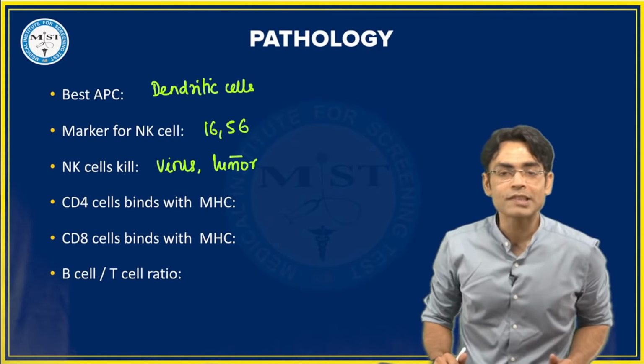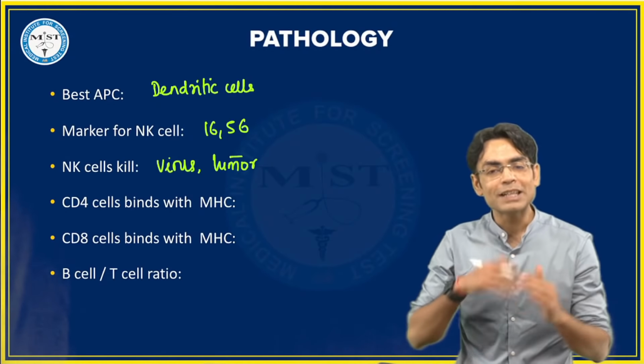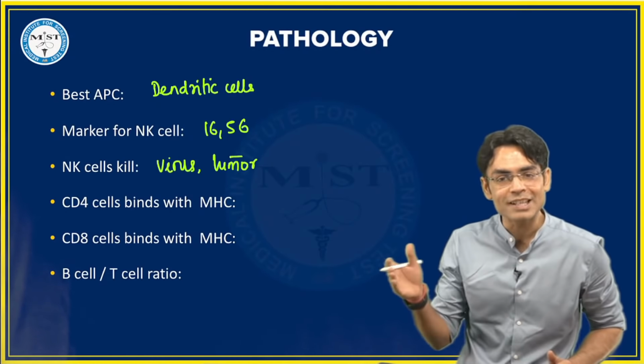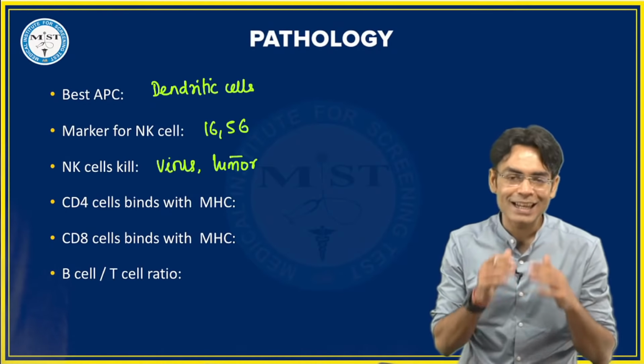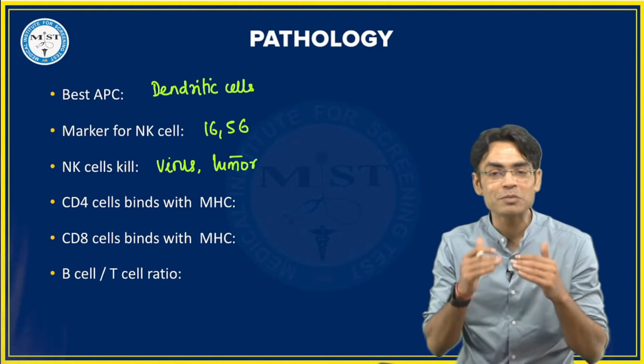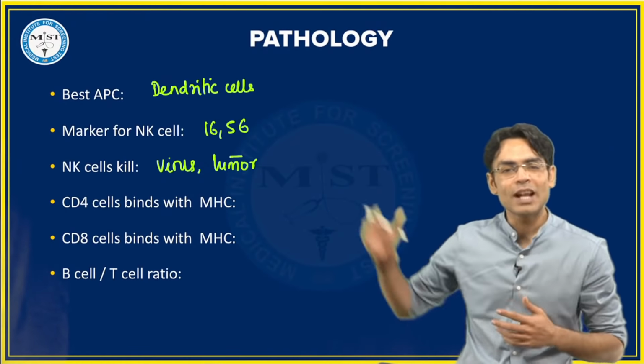Happiness zone, I know 16 and 56 were not given in the options, but the other options in the INI-CT exam were for different cells. So you can also find out the options by ruling out. Okay? So there are other options also.